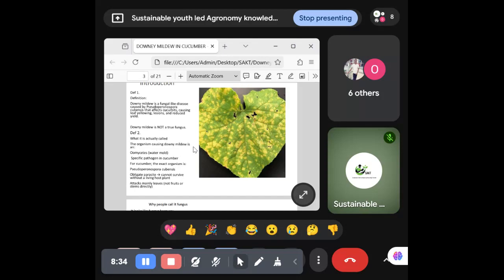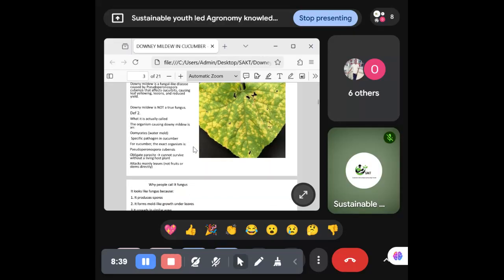Before this parasite grows on your cucumber, there are certain conditions that favor it. It survives as a living host in the plant. The parasite, the oomycete, stays on your leaf. When the environmental conditions favor it, from there it begins to grow like every other fungus or bacteria. It actually attacks mainly the leaf, not the fruits or stem directly.